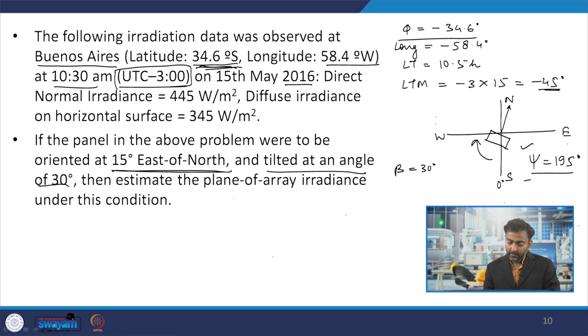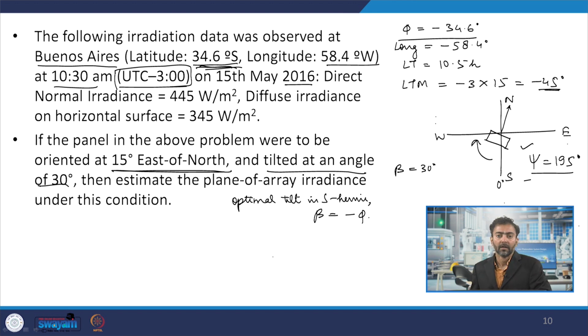The optimal tilt in the southern hemisphere would be that your beta should be equal to minus phi. So it will be positive in terms of sign, but the magnitude would be the same as the latitude of the location. But here we are taking something slightly different, maybe due to some error or some mistake, or sometimes the installing agency, the people are not so well trained or they are not very cautious about minor differences. So instead of 34.6 or 35, they have taken a 30 degree tilt, something like that. So these are like the non-ideal conditions.